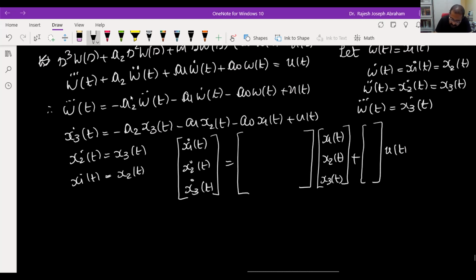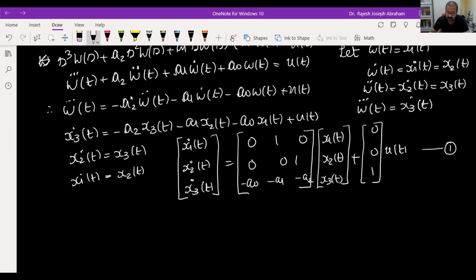x1 dot is x2. That means 0, 1, 0. There is no input term, so it is 0. What is x2 dot? It is x3, so 0, 0, 1, 0. And what is x3 dot? It is minus a0, minus a1, minus a2, and 1. Okay, so you see here, we'll stop here. We will wait here. We'll digress from this.